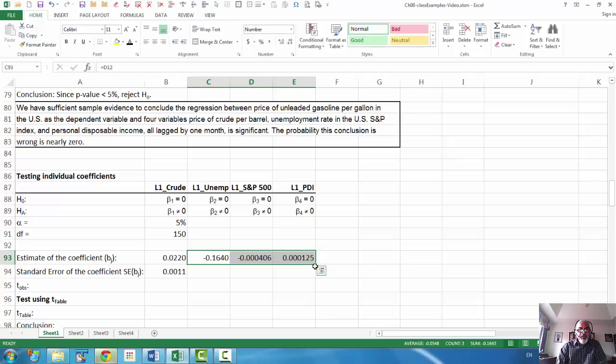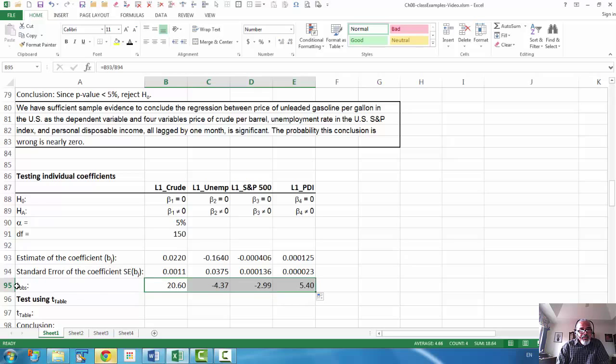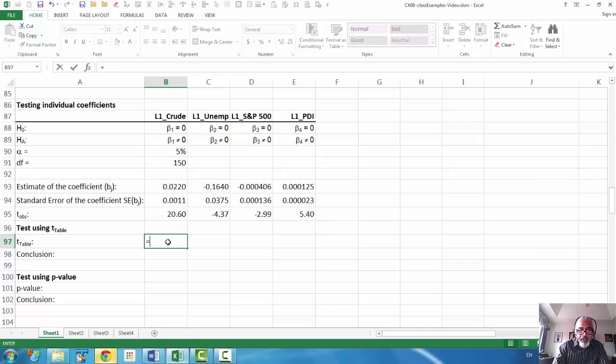Now if you take that and copy them down one, the next row is your standard error. The t then is the slope coefficient divided by the standard error. We copy that, so we have the observed t in each of those cases. Now the t table value, there is only one table value, so that will be T.INV.2T, alpha, and the degrees of freedom. So that's our t table value.